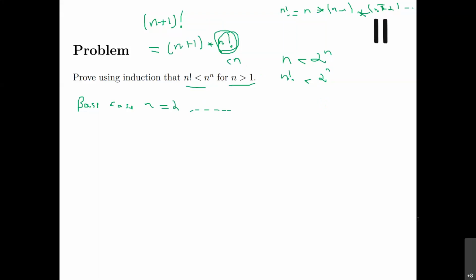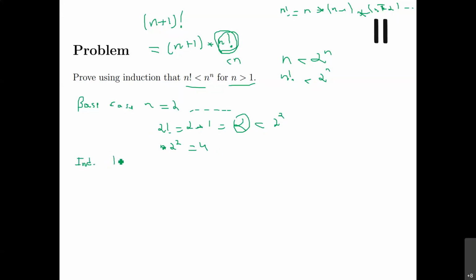Well, let's do this, and I'll check what you're saying, Reem. Let's do the solution. So base case n is 2. Let's prove that. 2 factorial is just 2 times 1, which equals 2. 2 power 2 is just 4, so it's true. 2 factorial, which is 2, is less than 2 power 2, which is 4. So that's the base case.